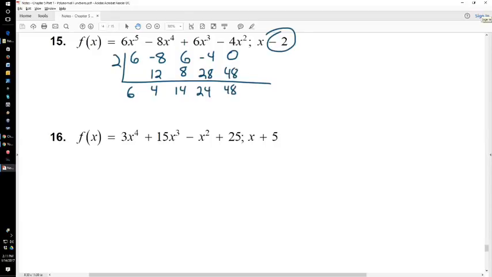And let me check my math real quick. 6 times 2 is 12. Add those up, you get a positive 4. 4 times 2 is 8. Add those up, you get positive 14. Yeah, I did it right. For some reason, I thought this one was supposed to come out to a yes. But why don't you have 2 zeros? Oh, I should have 2 zeros.